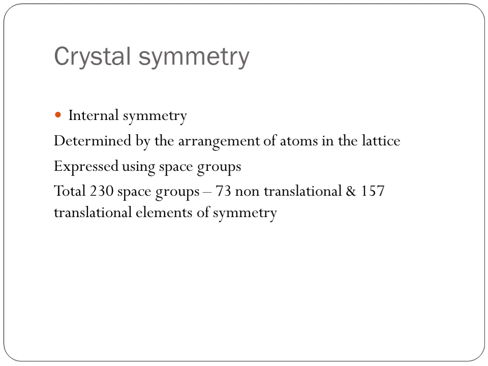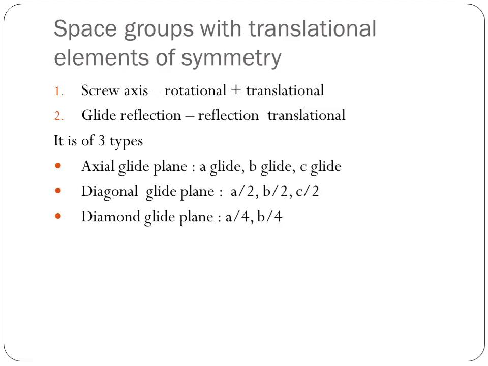In order to describe this symmetry, we have to study two symmetry elements. The first one is the screw axis and the second one is glide reflection. The screw axis is rotation followed by translation. It is defined as an operation in which a point is rotated by 2 pi by n about an axis and also translated by some distance parallel to that axis. That is, we rotate by a particular angle and the translation is parallel to the rotation axis.